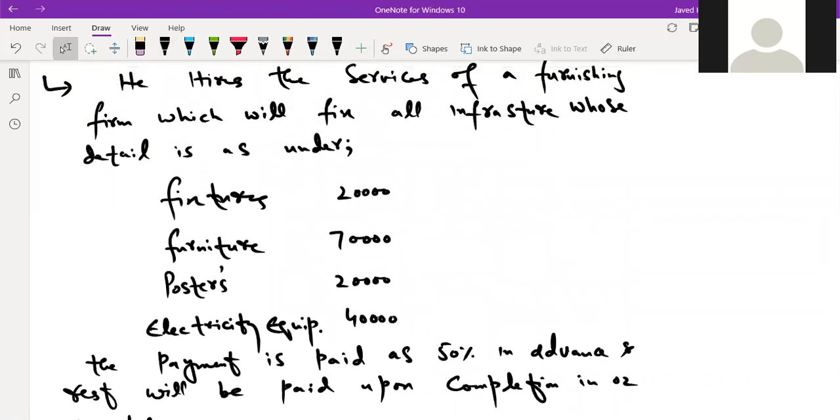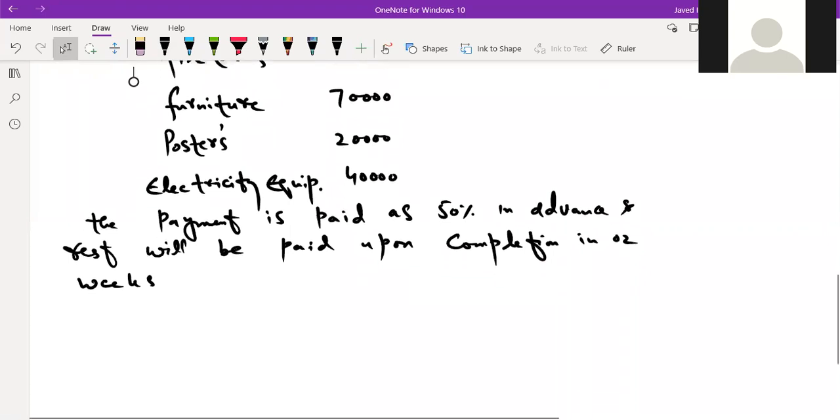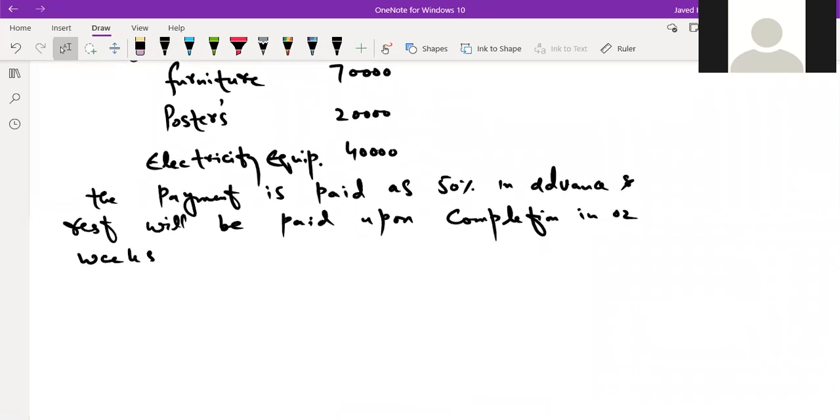So he hires the services of a furnishing firm which will fix all the infrastructure whose detail is as under. Fixtures, furniture, posters, electricity equipment. The payment is paid as 50% in advance and the rest will be paid upon completion. That means we have to record this information because we are going to pay 50% in advance. So the transaction has initiated basically.